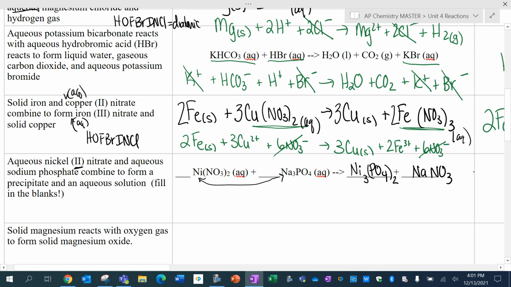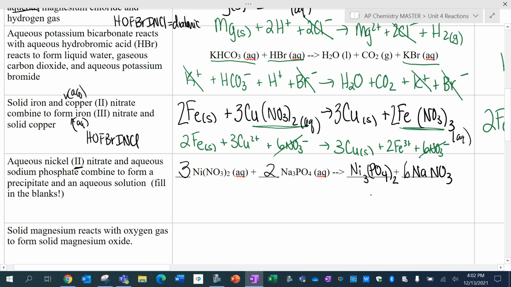All right, now I want to balance it. Let's look at maybe balancing the nickels first. 3 nickels, let's put a 3 over here. That gives me 3 times 2, 6 nitrates. So I'm going to put a 6 over here to give me 6 nitrates. And then I'll put a 2 right here. And then now I'm all set. Now I've got a balanced molecular equation.